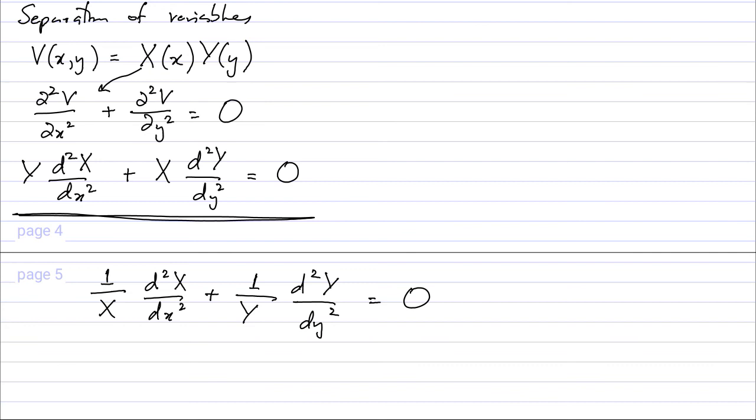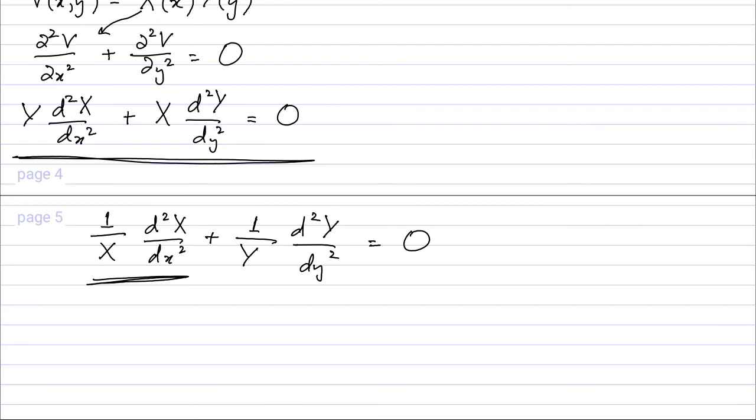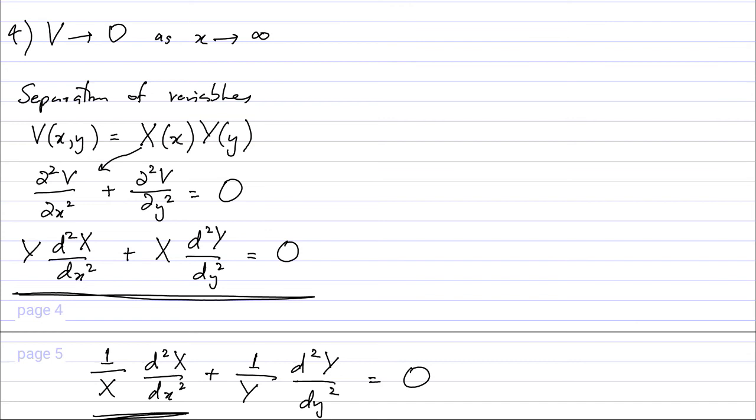Here's the logic. What you say is that the first term is only a function of x, and the second term is only a function of y. For all points x and y, this equation has to be true. Because remember, you are assuming that capital X times capital Y, which is equal to V, satisfies Laplace equation. So this equation has to be satisfied for all points x and y.